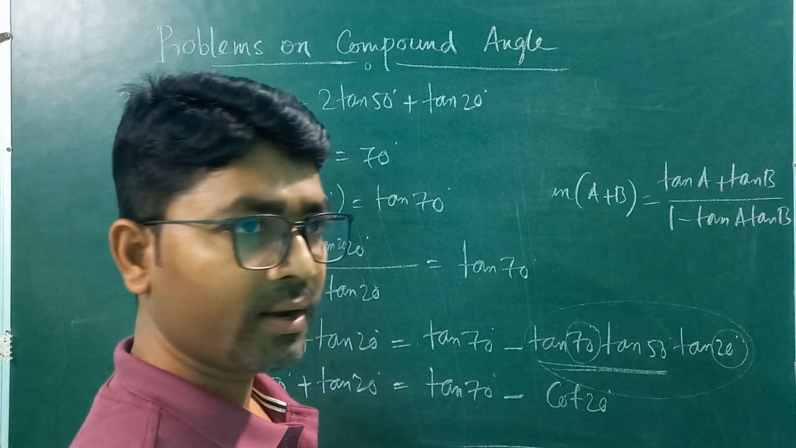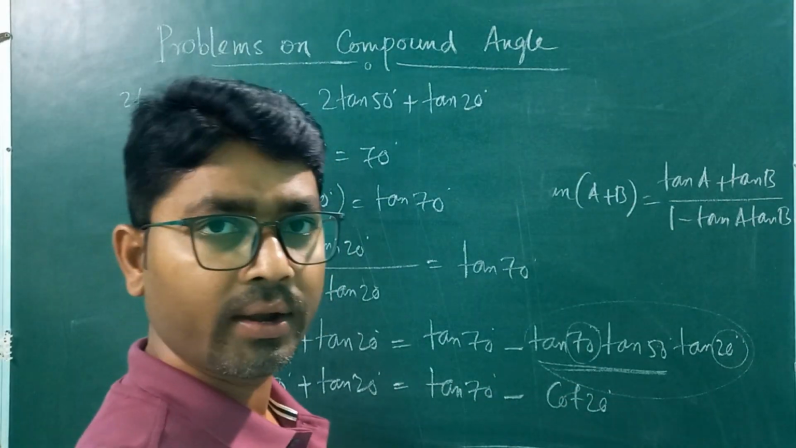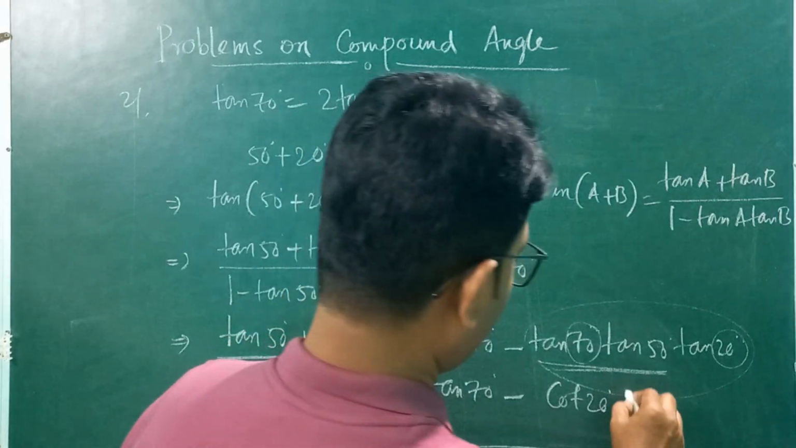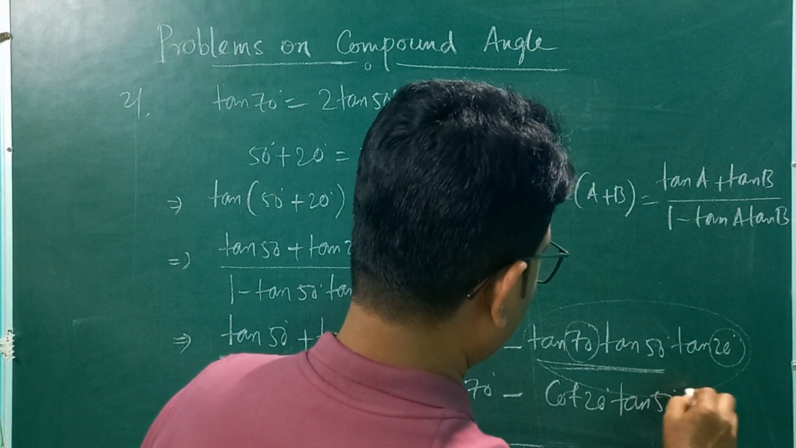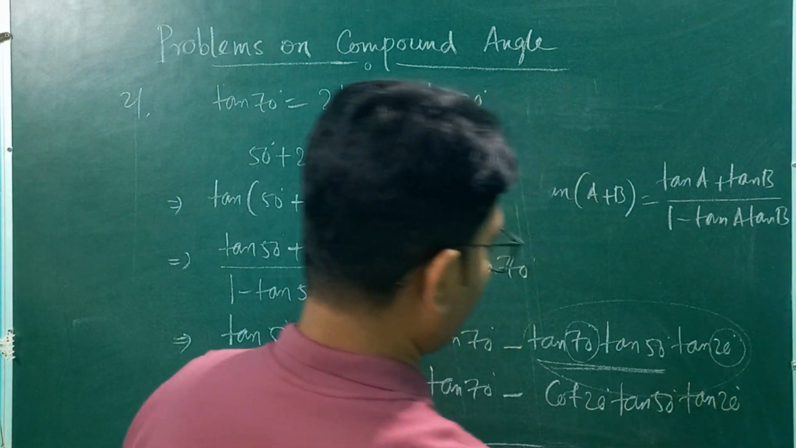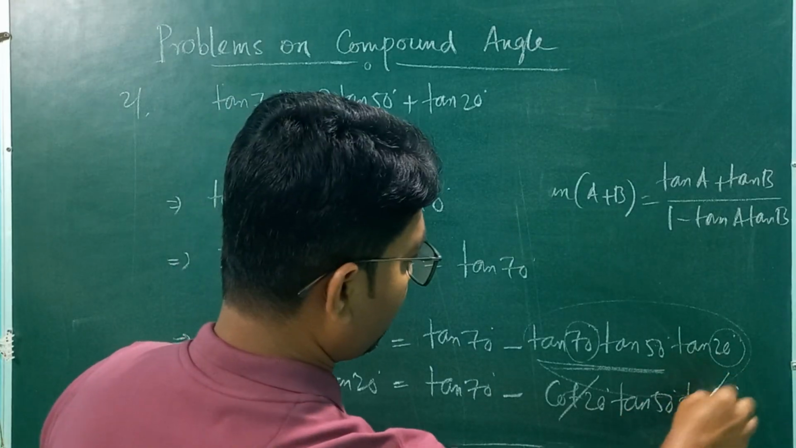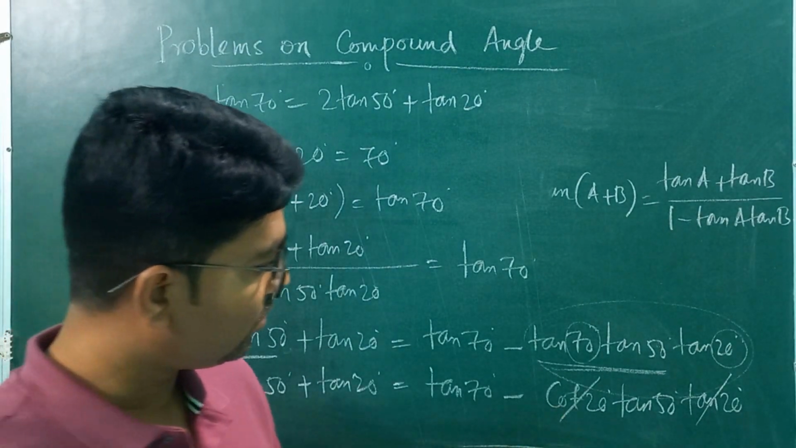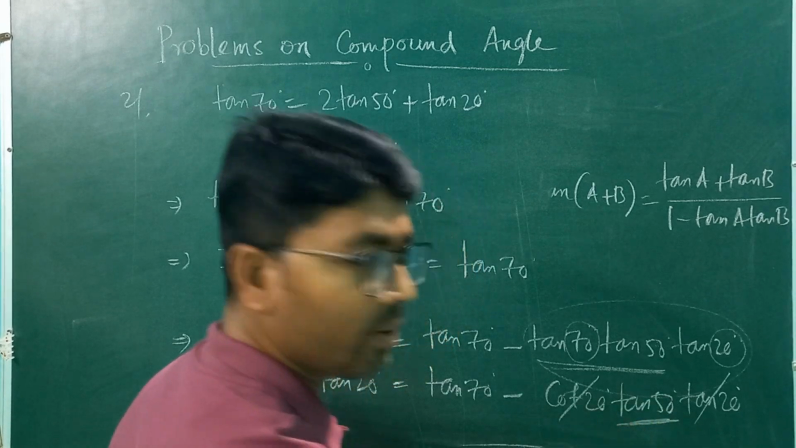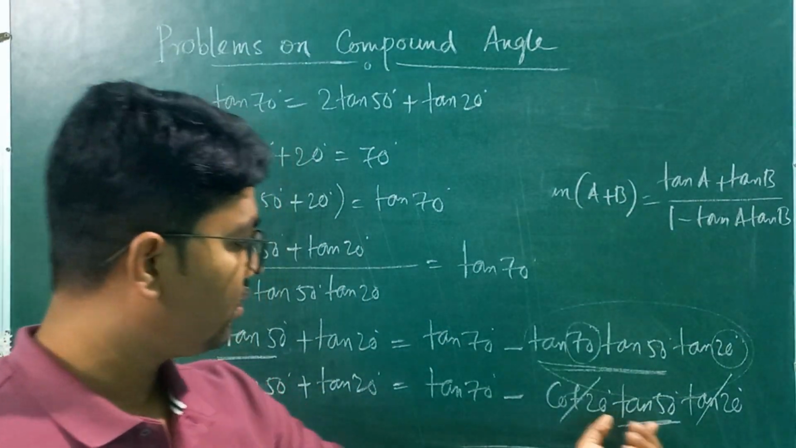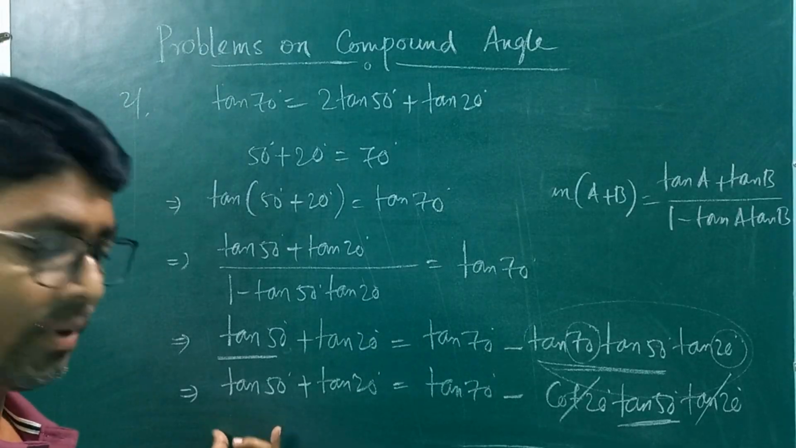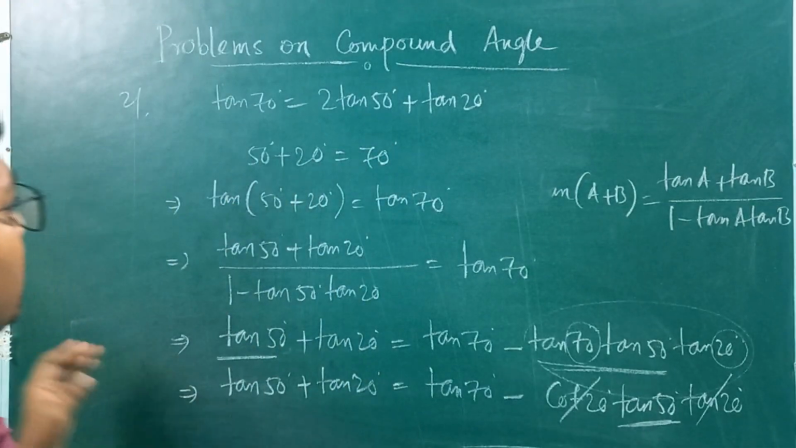This one is a complementary angle, 70 plus 20 equal to 90. So we can change tan into cot. This one tan 50 and tan 20, and tan 20 cot 20 will be cancelled. So this one only tan 50, and if we shift this tan 50 to the left hand side, we have got 2 tan 50, and that will be our required result.